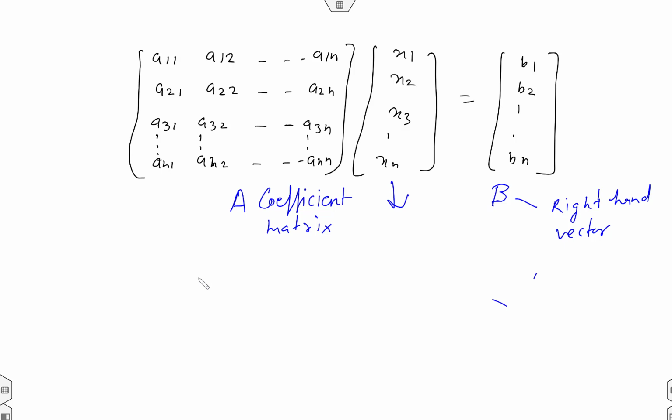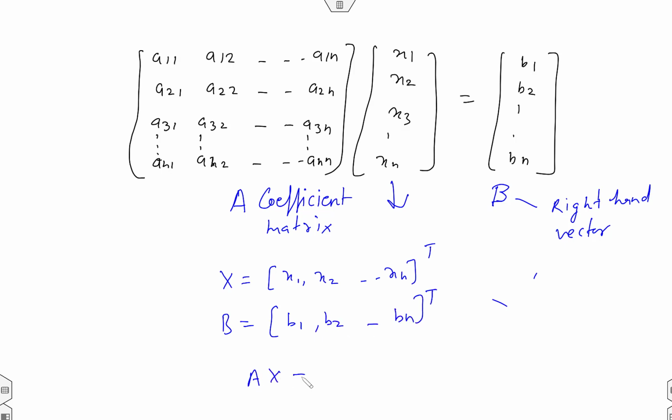So A is the coefficient matrix that we are getting. X is x1, x2, xn, which is a column vector. B is also a column vector like b1, b2 up to bn. So we are writing Ax equal to b. So x can be obtained by A inverse b also, and it is a simple method to compute the solution of the system of linear equations.